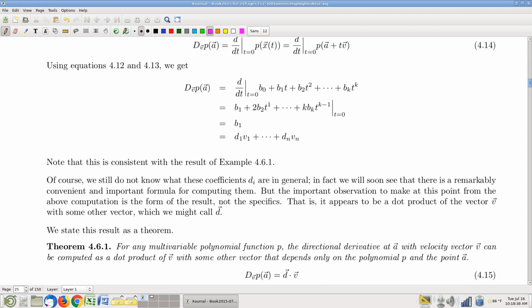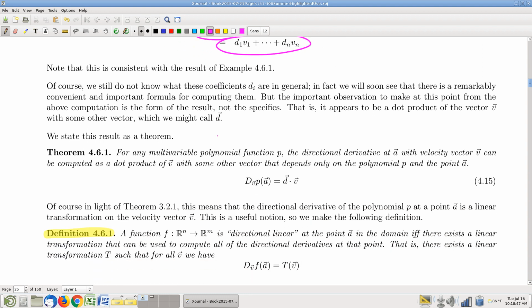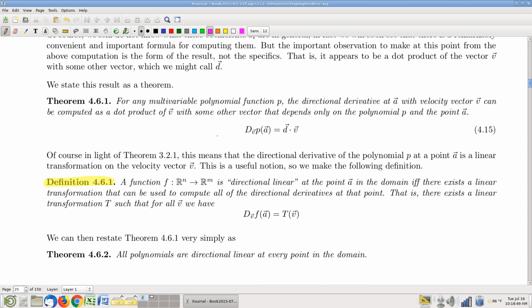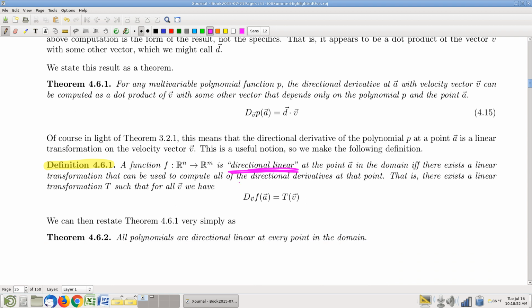In fact, this feature of directional derivatives being linear in the velocity is worth giving a name to. So the name that I give to this is, where did I write this down? Here it is, directional linear. Any function that has this feature, that the directional derivative is a linear function of velocity, I'm going to call a directional linear function. Okay, so what we saw above then is that all polynomials are directional linear. And there are many more functions that are directional linear. It turns out it's a surprisingly common property for functions to have.